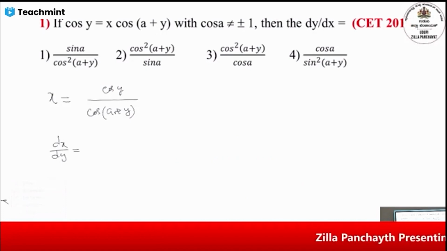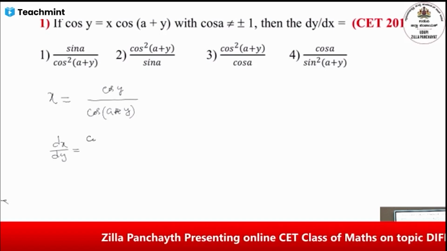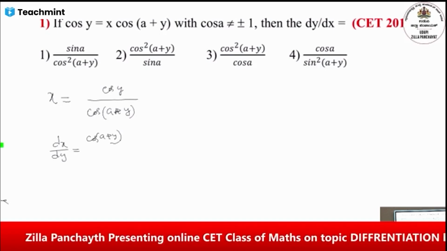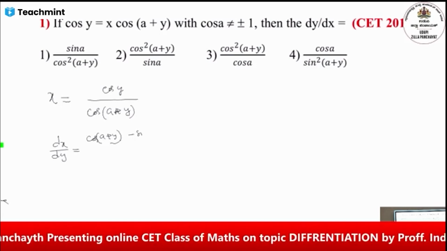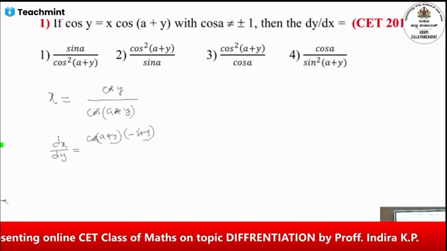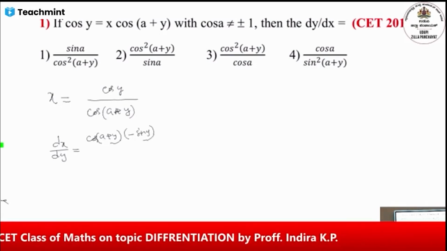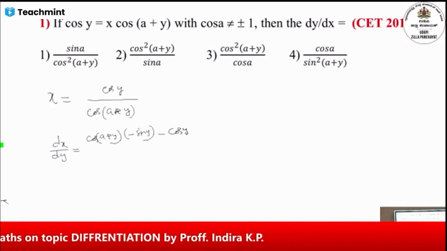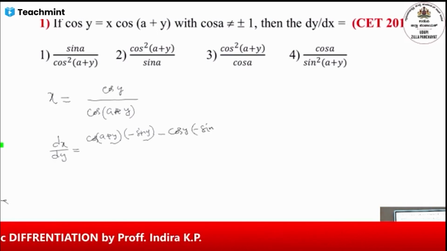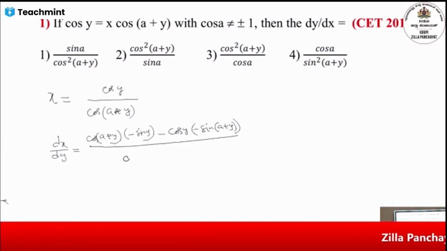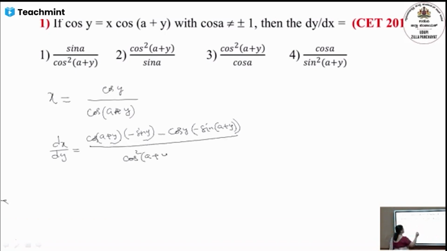Here can you see that it is of the form u by v, where you have to apply quotient rule. So it is denominator into derivative of the numerator. What is derivative of the numerator? Minus sin y, minus numerator into derivative of denominator. What is derivative of cos of a plus y? Sin of a plus y, divided by square of the denominator.